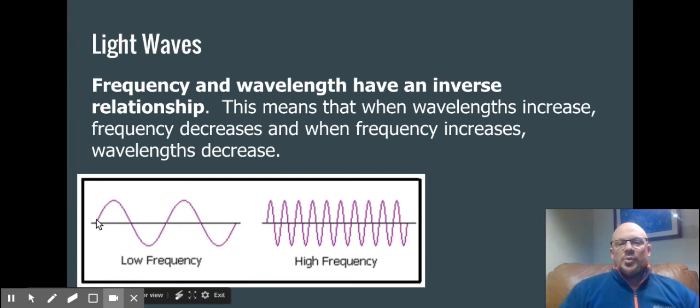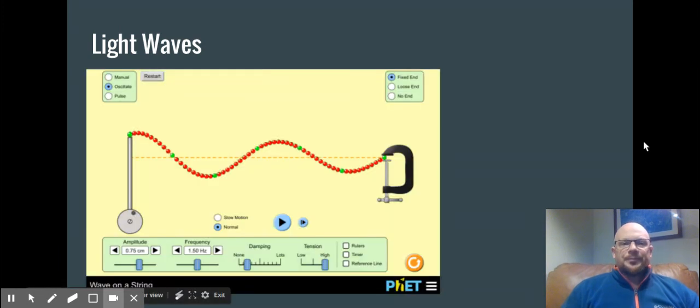So if these are both the same amount of time, both these pictures, over here you would have 1, 2 wavelengths. So it'd be a frequency of 2, where here you would have 1, 2, 3, 4, 5, 6, 7, 8, 9, 10, a frequency of 10. And so as the wavelength increases, the frequency would decrease. And the opposite's true too. When the frequency increases, the wavelength decreases.